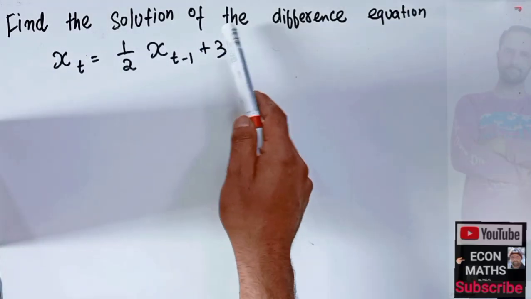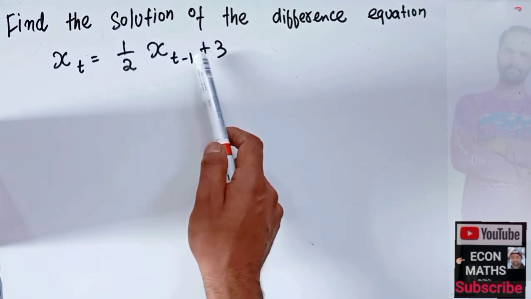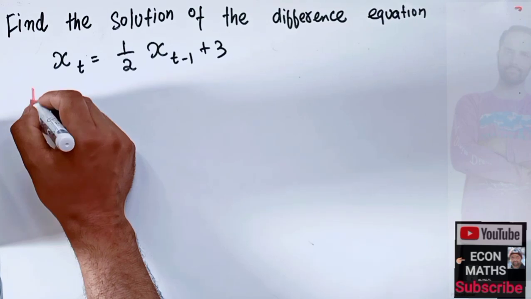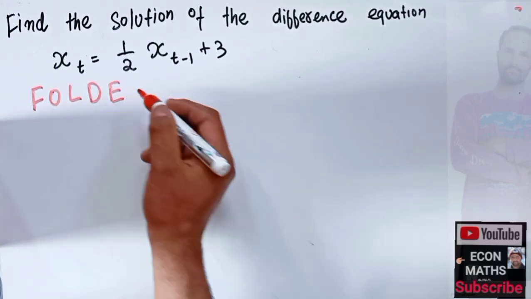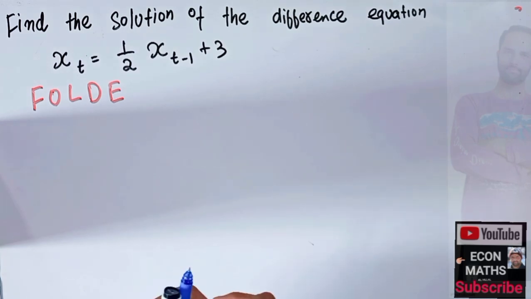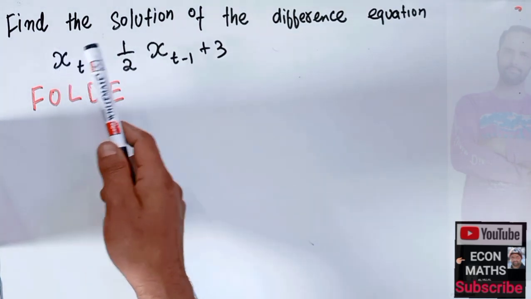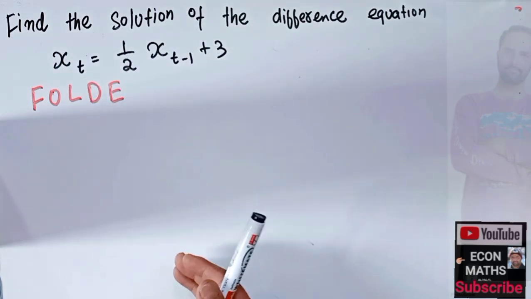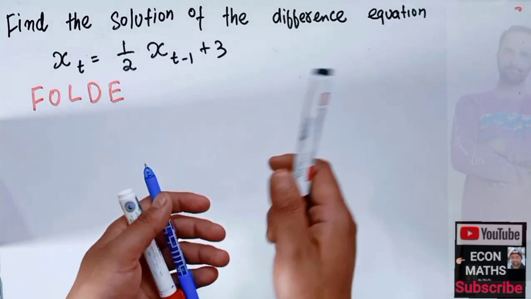The question is to find the solution of the difference equation xt is equal to 1 upon 2 xt minus 1 plus 3. So this is actually a first order linear difference equation. We need to find the definite solution of this equation. This is of first order because the greatest time lag is 1 here. And it is linear because all variables are raised to the power 1 and there is no cross product.